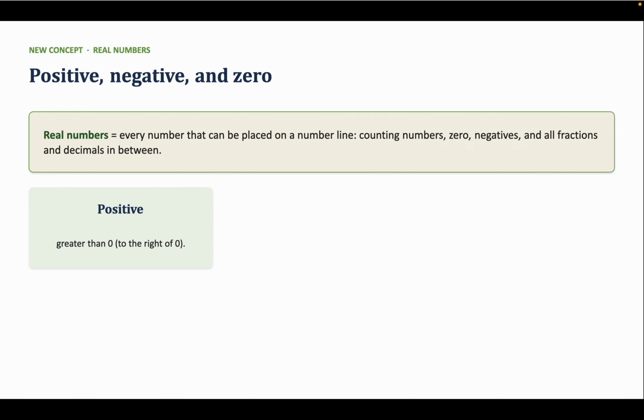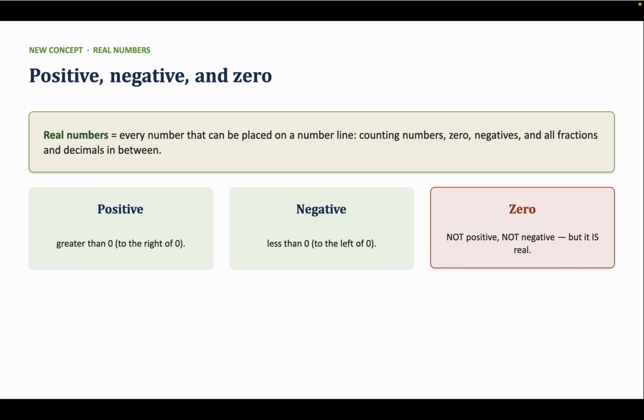So positive numbers are any numbers that are greater than 0 or to the right of 0 on a number line. And negative numbers are those that are less than 0, to the left of 0. And 0 is not positive, it's not negative, but it is real. Also, when we have a numeral written with no sign in front of it, like 7, it's understood to be positive. Whereas if you had a minus sign in front of the 7, minus 7, that would be negative.